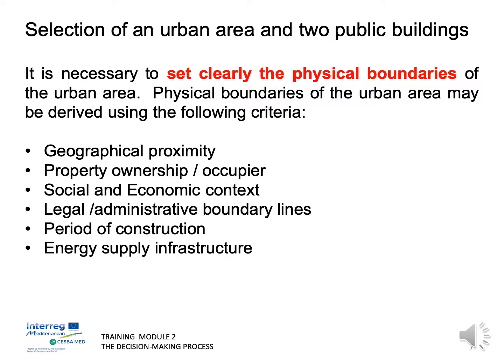In the initiation phase, one selects an urban area and 2 public buildings. This is particularly necessary to set clearly the physical boundaries of the urban area. The physical boundaries of the urban area may be derived from the following criteria, which are listed below, such as the geographical proximity, property ownership or occupier, social and economic context, legal and administrative boundary lines, period of construction, and finally the energy supply infrastructure.